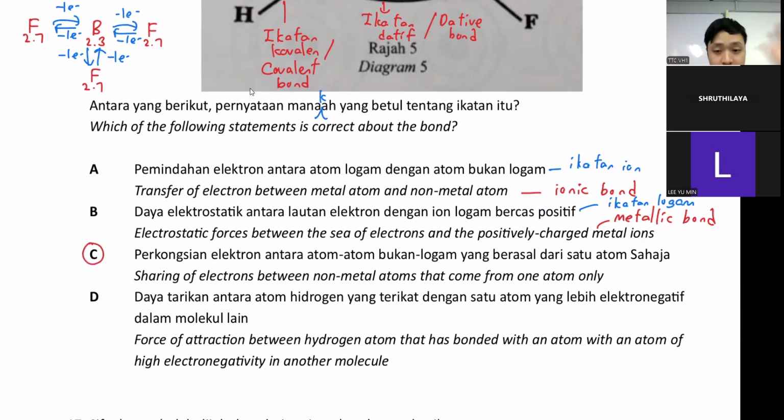C is correct. C is dative, ikatan dative, which is called a dative bond. The sharing of electrons comes from one atom only. That's the keyword. Next is the hydrogen bond, ikatan hydrogen.